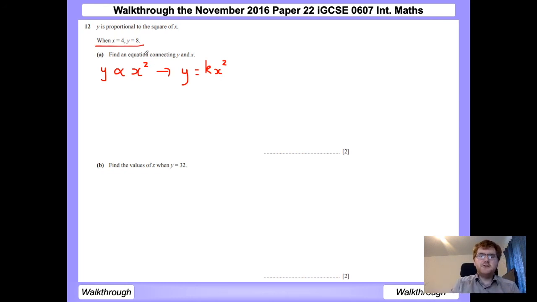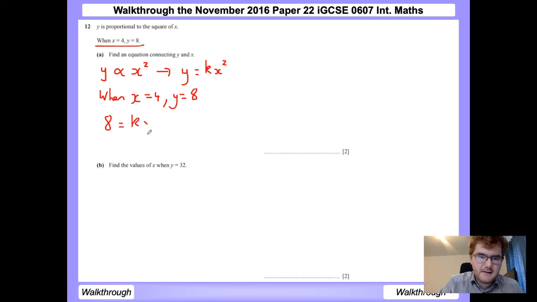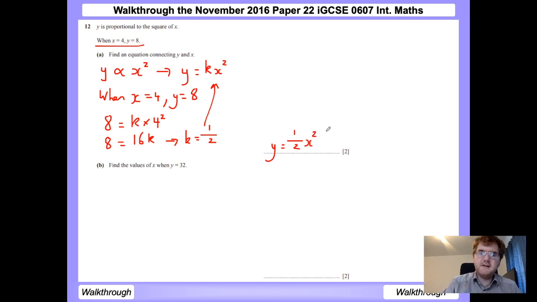Now we're going to use what's called our initial conditions, our initial values, to work out what k is. So when x is 4, y is equal to 8. So we pop that in. We've got 8 equals k times 4 squared. So it means 8 is equal to 16k. Therefore, k must be equal to 8 over 16 or a half. And now we replace that in our general formula, and so we get an equation connecting y and x to give us y equals a half x squared.